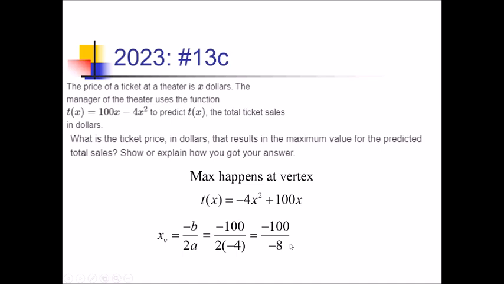And dividing that, well, let me think here. I don't know what 100 divided by 8 is. However, I know that 8 goes into 96 12 times. I've got another 4 to get to 100, so that's 12 and a half, or $12.50. So that's the value for tickets that would give us the most sales.